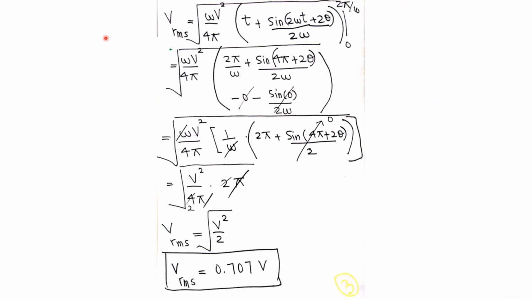Here we can compute its integral. The integral of 1 is t, the integral of cos is sine. The integral of cos omega t is sine omega t divided by omega. Here we have 2 omega t, therefore we divide by 2. So all this was studied in college. Omega V squared over 4 pi, we put the upper limit 2 pi over omega here, and the lower limit is 0.